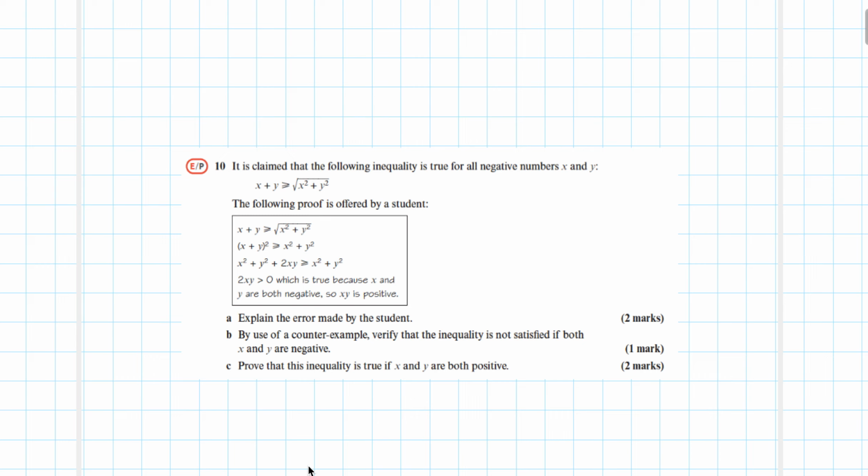Question 10: it is claimed that the following inequality is true for all negative numbers x and y: x + y is greater than or equal to the root of x² + y². In the following proof, they squared both sides to get (x + y)² is greater than or equal to x² + y², and then x² + y² + 2xy is greater than or equal to x² + y². So 2xy is positive, which is true because x and y are both negative, so xy is positive.